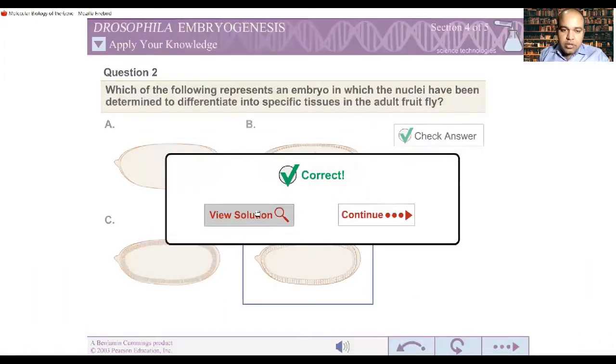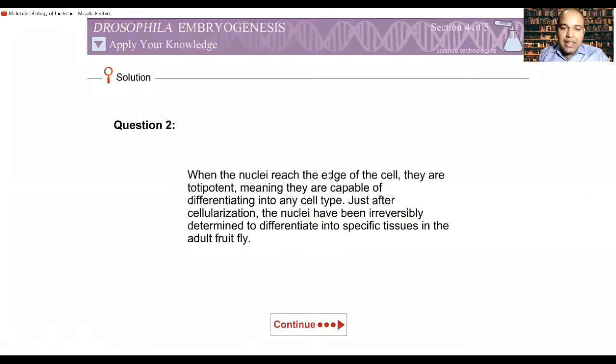Correct. Okay, so look here. When the nuclei reach the edge of the cells, they are totipotent, meaning they are capable of forming any other type of cells. Just before cellularization, the nuclei have been irreversibly determined. Before cellularization, the irreversible determination of nuclei takes place. They will lead to irreversible determination. Okay, next.